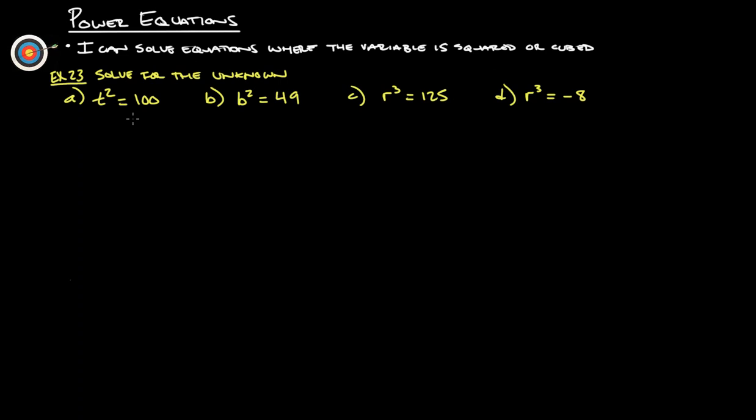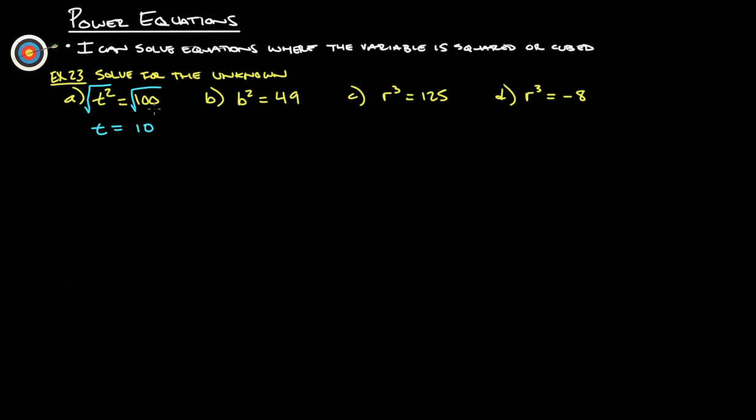T squared equals 100. So basically what we're asking ourselves is what times itself is going to give us 100. What's a really good idea is to say, hey, let's take the square root of both sides, right? Because that square root is going to get rid of that square. So we have t equals, and the square root of 100 is 10, right? Now, problem is that's half the answer.